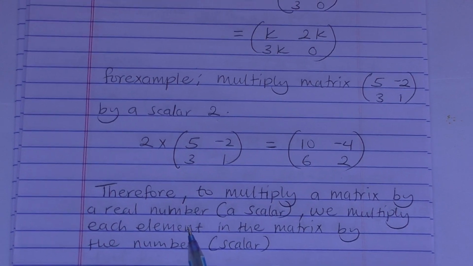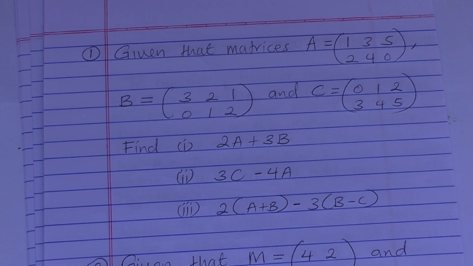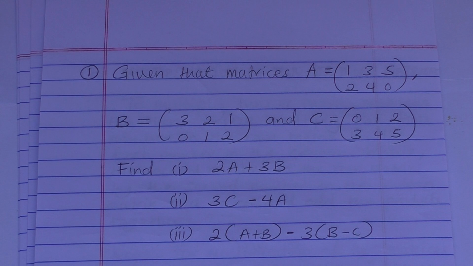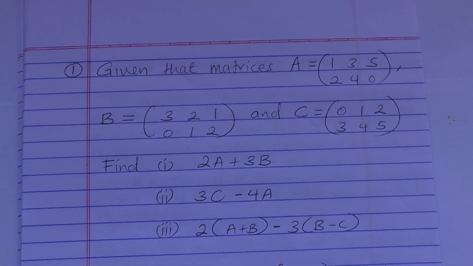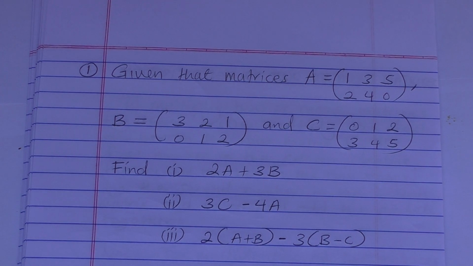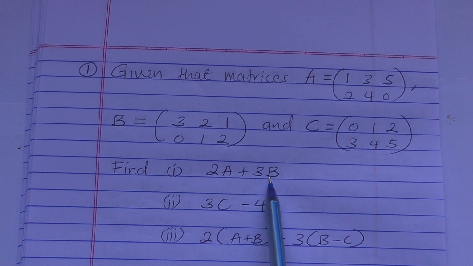And now that we know how we multiply a matrix by a scalar, let us look at examples which I would love you to try out. Since we have gotten the basics, we can always do this. They want us to find 2A plus 3B. One, we've seen how we add and subtract matrices.